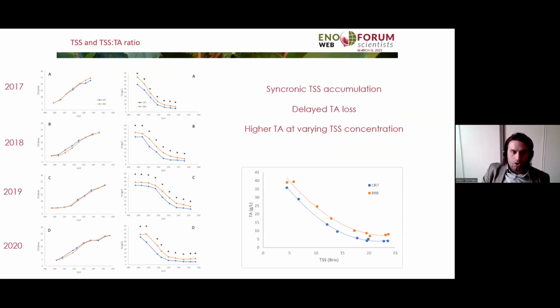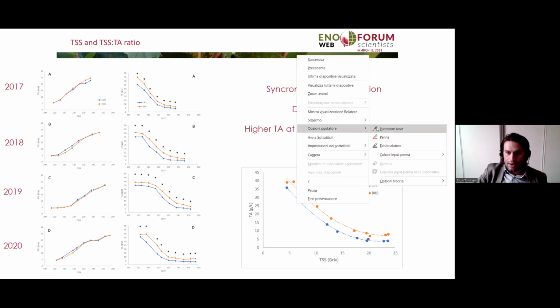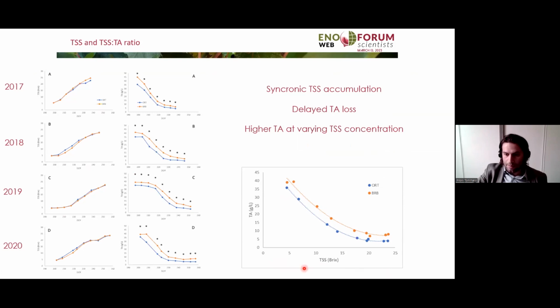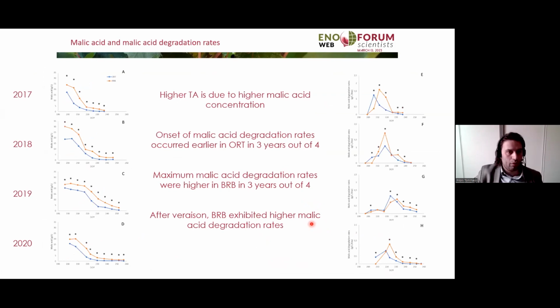Over 4 seasons, the 2 varieties, Ortrugo in blue and Barbesino in red, had a very similar sugar accumulation pattern. However, Barbesino, the cultivar in red, steadily maintained higher acidity from veraison until the end of ripening in any of the 4 seasons. In the bottom corner on the right, you can see the plotting of sugars on acidity, and Barbesino maintaining higher acidity for any sugar level.